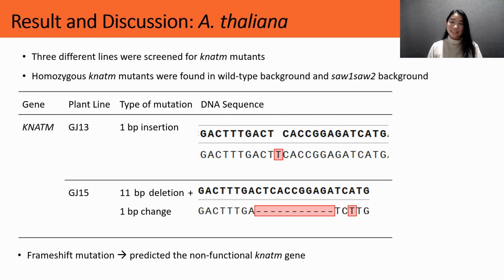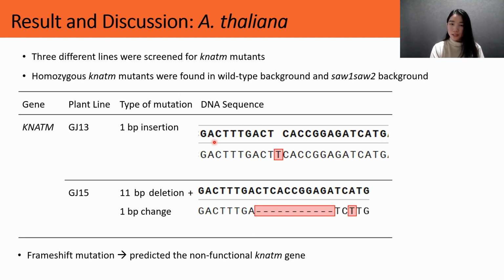Now for the result and discussion of Arabidopsis thaliana. 3 different lines were screened for NATM mutants, and homozygous NATM mutants were found in wild-type backgrounds and in so-and-so-2 double mutant backgrounds. And these 2 lines were sent for sequencing. As a result, you can see here the type of mutation.